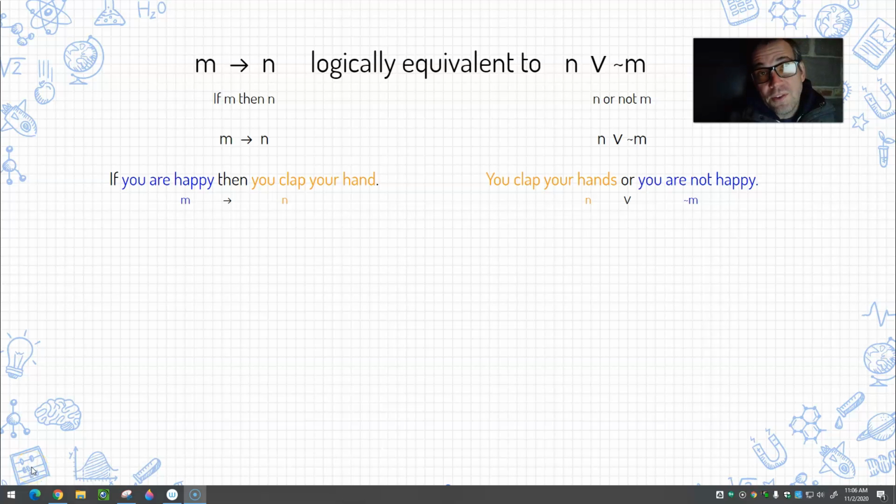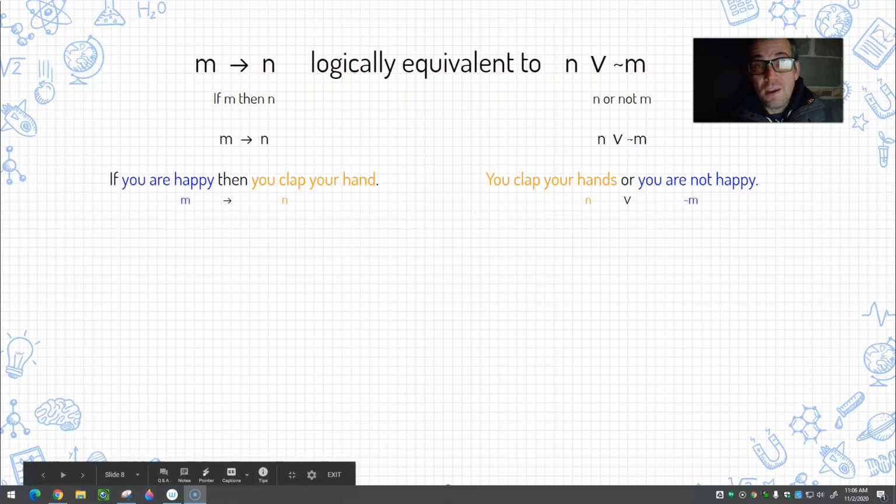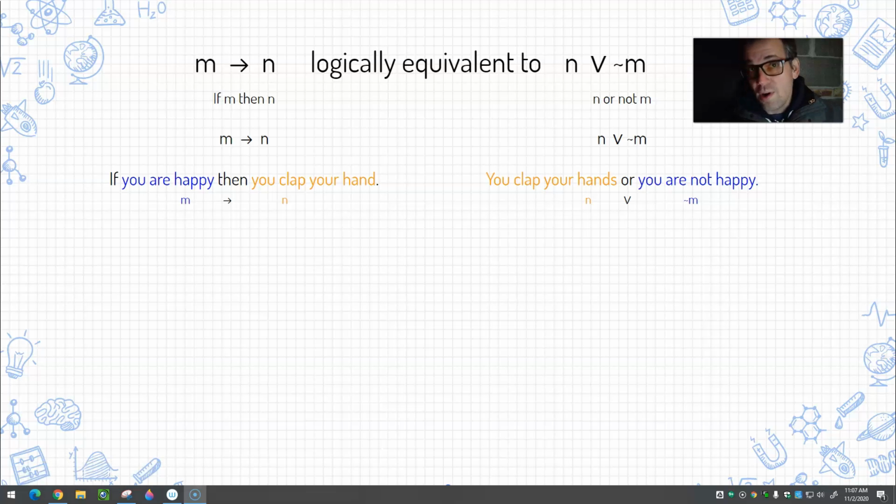Hopefully by now I've convinced you that a conditional statement like being happy causes you to clap your hands can be rewritten in an alternative compound statement. You clap your hands or you're not happy. If the idea is that being happy causes you to clap your hands, then you either clapped your hands or you weren't happy. Two ways of saying the same thing, logically equivalent.